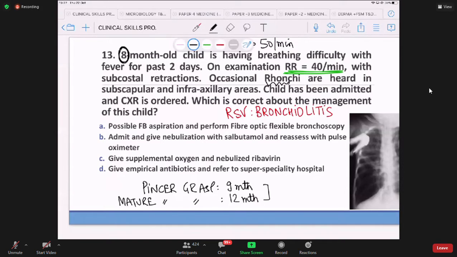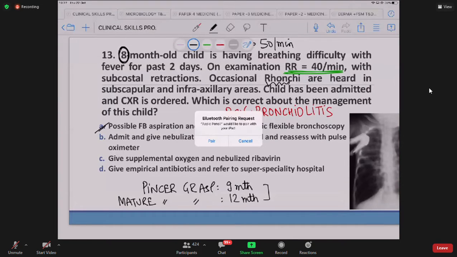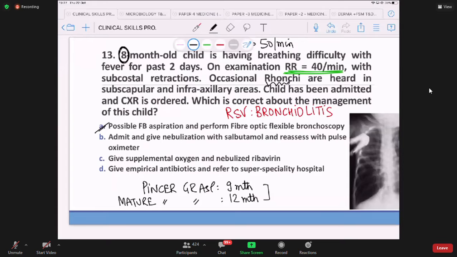Option number B says admit this particular kid and give nebulization with salbutamol and reassess with pulse oximeter. Now, salbutamol to be given to a child looks okay, but that is for a patient who's having bronchial asthma. To give salbutamol to bronchiolitis does not make too much sense. I'm ruling out option number B because that would be more valid for children who are having asthma. So I'm ruling out option number B as well.